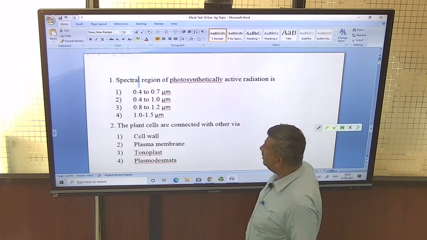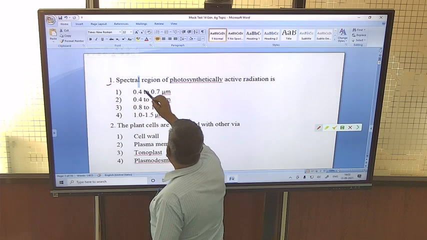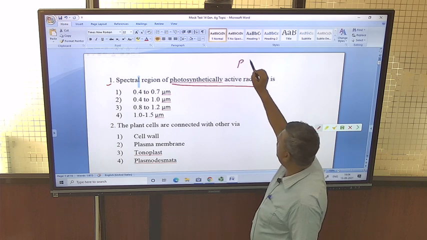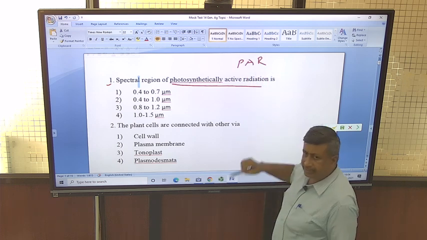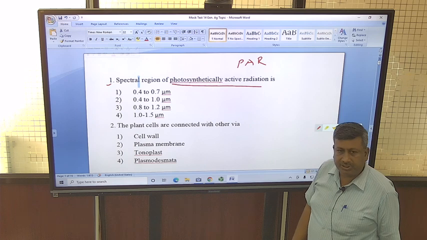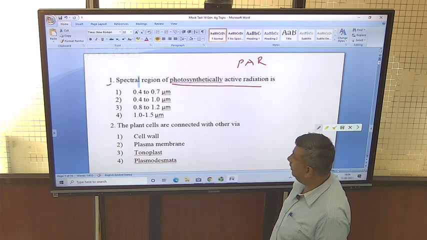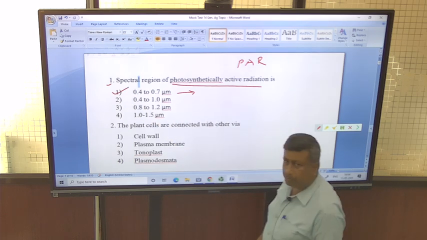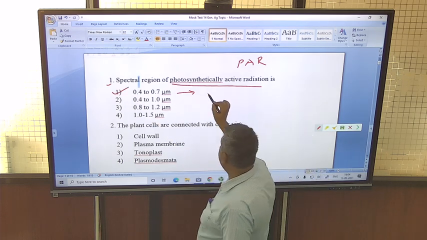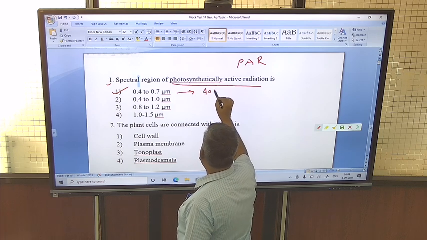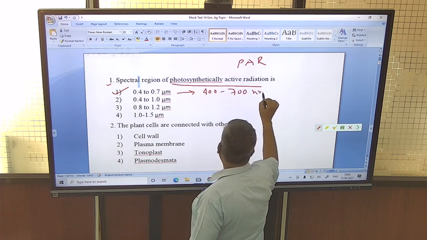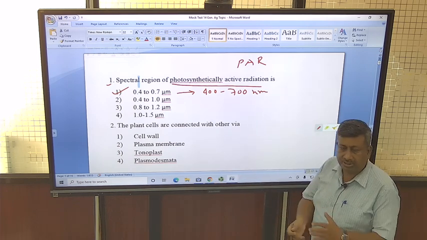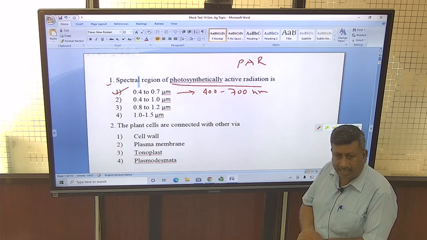So in this mock test, question number 1: spectral region of photosynthetically active radiation. This is PAR, and this PAR is the radiation range in which photosynthesis takes place. So here the wavelength is asked and this wavelength is 0.4 to 0.7 micron, and if we talk in nanometer, it is 400 to 700 nanometer. Actually it is the range of vigor where maximum photosynthesis takes place. So it is the visible light spectrum.